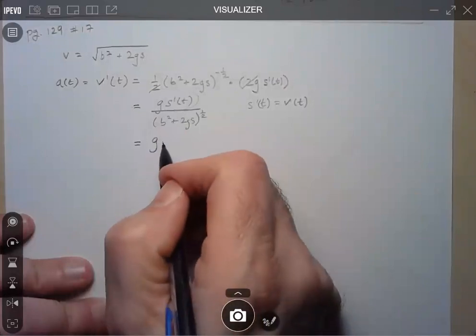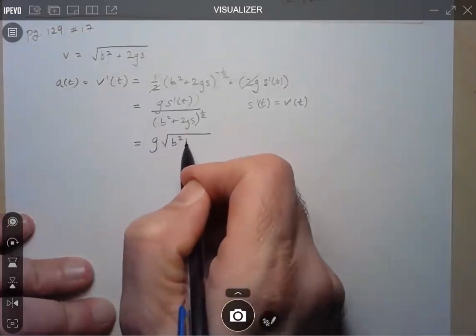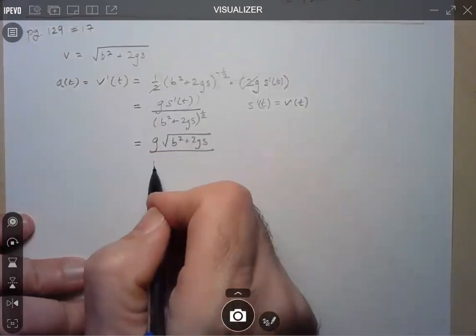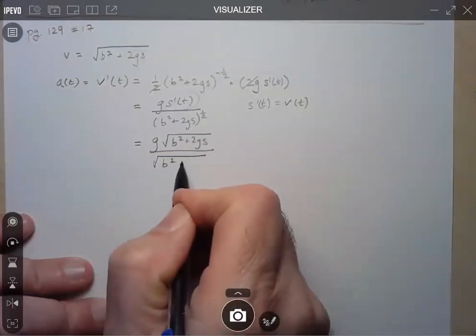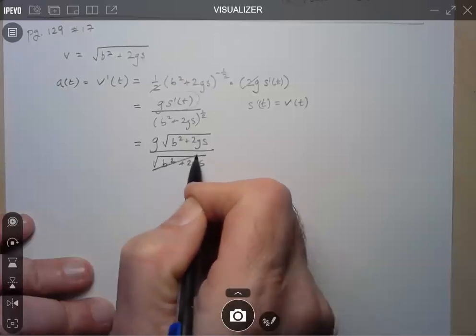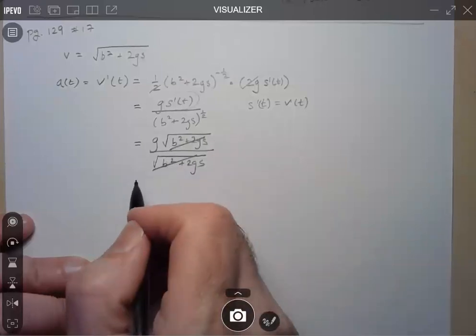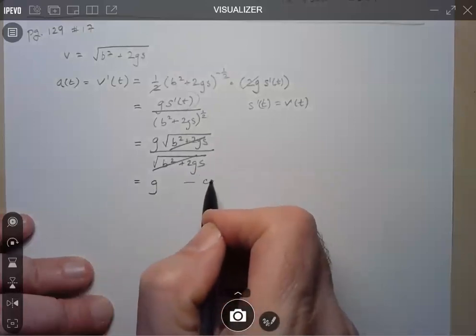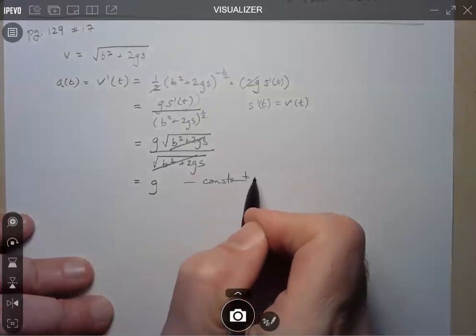The velocity function is just the square root of b squared plus 2gs. And of course, in the denominator, this just represents the square root of b squared plus 2gs. And lo and behold, those things just cancel out. And I'm just left with g, and that's a constant. Okay.